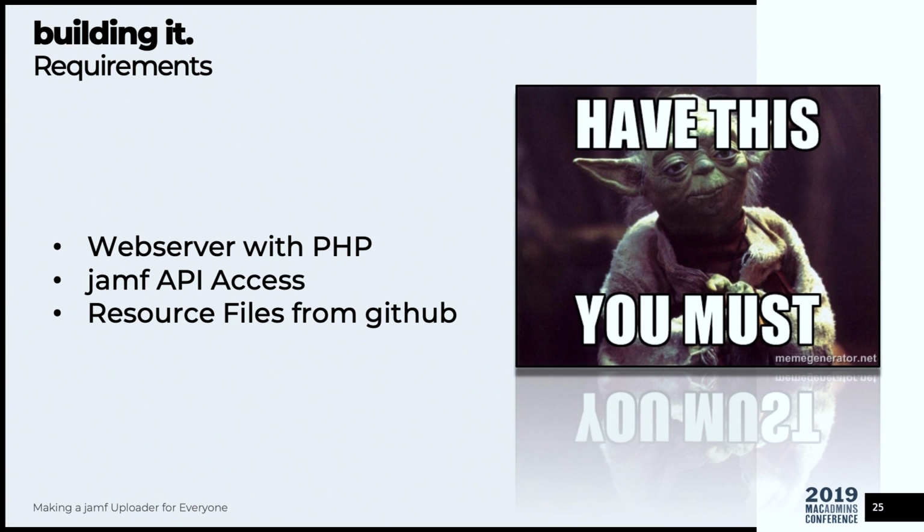What's the next thing? Jamf API access. Since we're using the curl command, we're going to have to authenticate to our Jamf console. And that's hard-coded into the PHP scripts. So you definitely don't want to use your account. I always use a service account. Could be an LDAP service account, could be a local Jamf account. That way it's not tied to you.